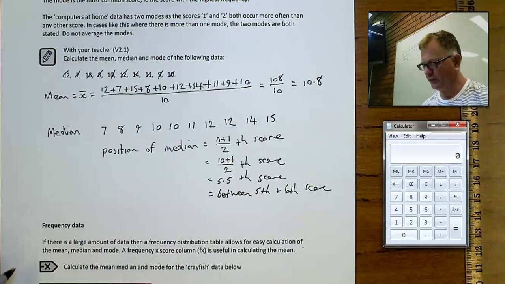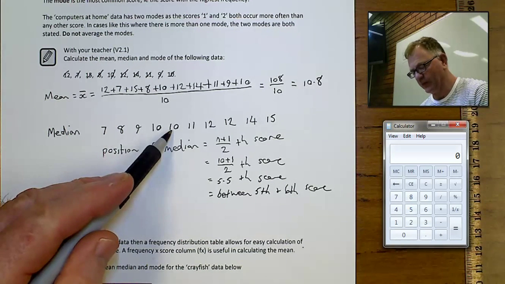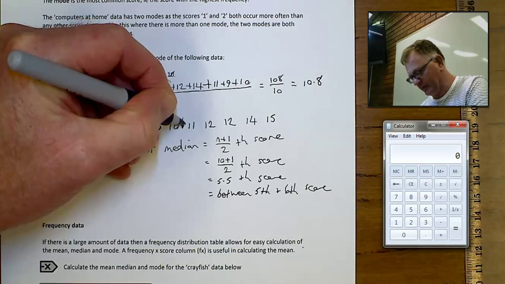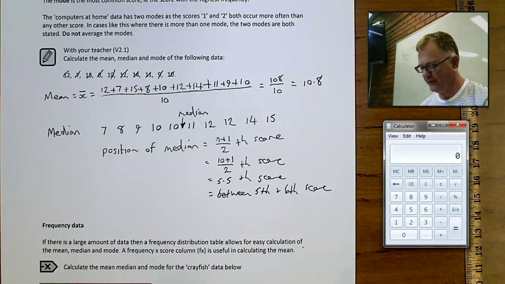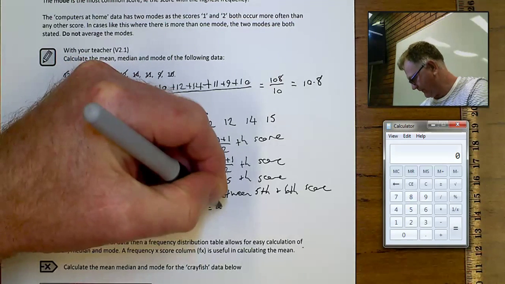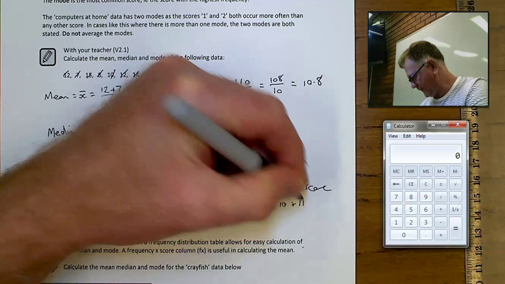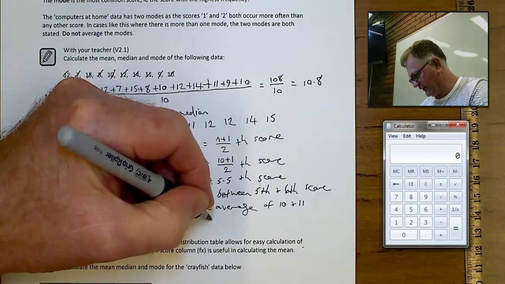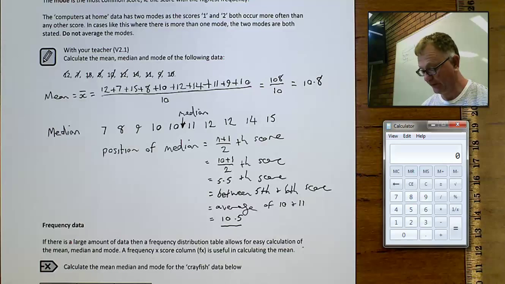So all we have to do is work out the 5th score and the 6th score. 1, 2, 3, 4, 5. That's the 5th score, that's the 6th score, and the median must sit between the two. So it sits between 10 and 11. That makes it the average of 10 and 11. The average of 10 and 11, or halfway between 10 and 11, is equal to 10.5. That's the median.